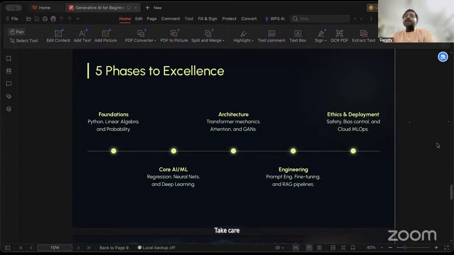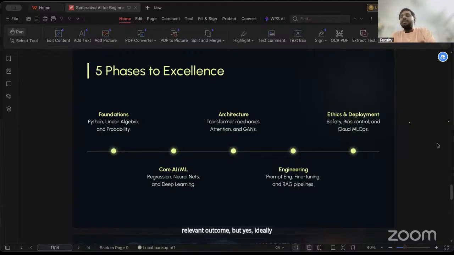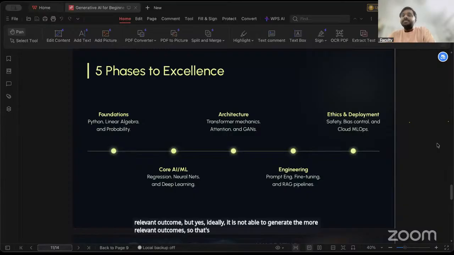Take care of hallucination, which is one of the major problems in the outcomes created through generative AI. Now, what is hallucination? It can mimic that it is trying to give you the relevant outcome, but ideally it is not able to generate a relevant outcome. So that's the major concern with ChatGPT. Hallucination is one of the biggest problems.